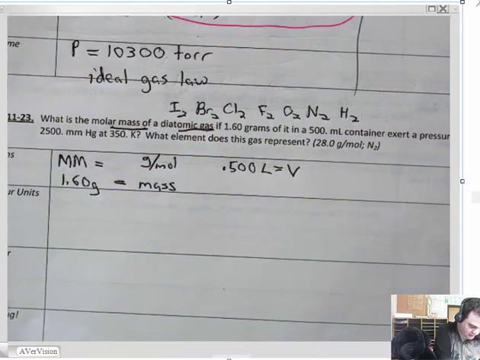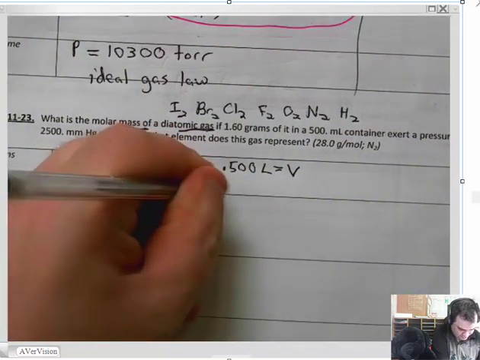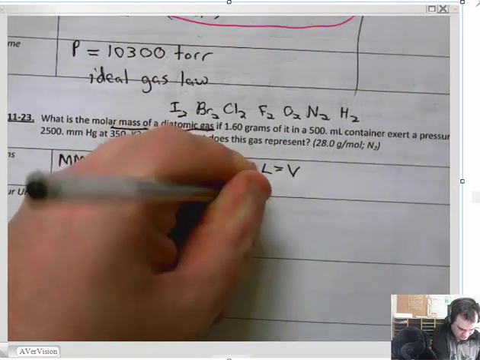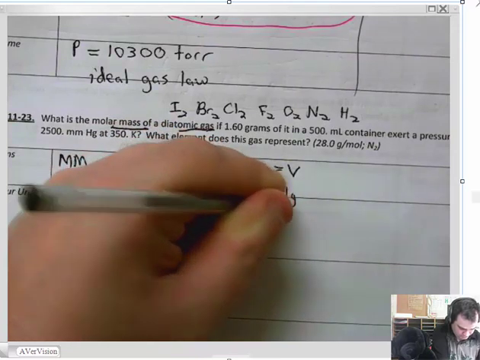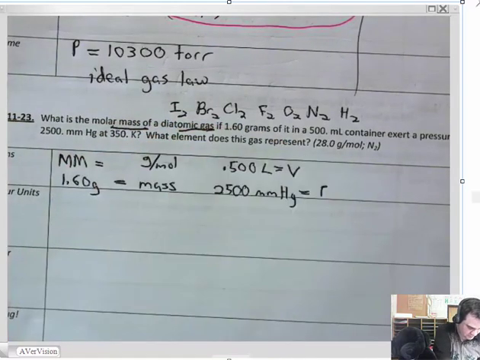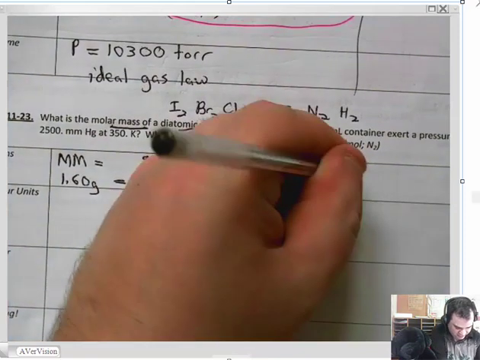Exert a pressure of 2,500 millimeters of mercury. We'll deal with that in a second. That's the pressure. At a temperature of 350 Kelvin.